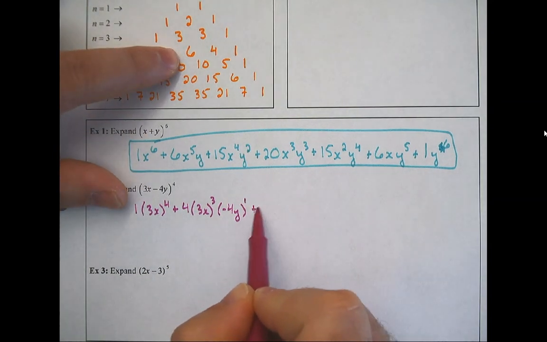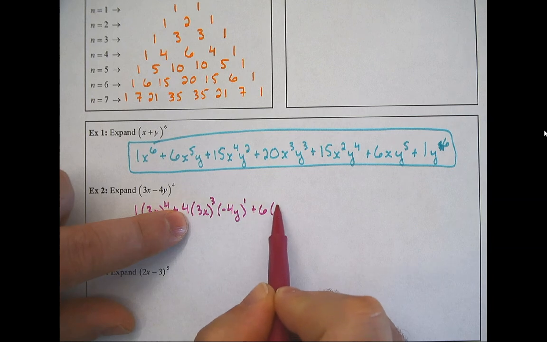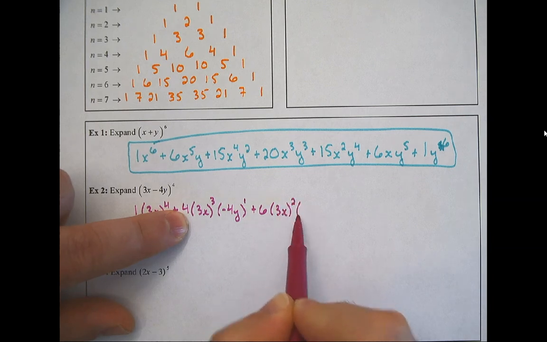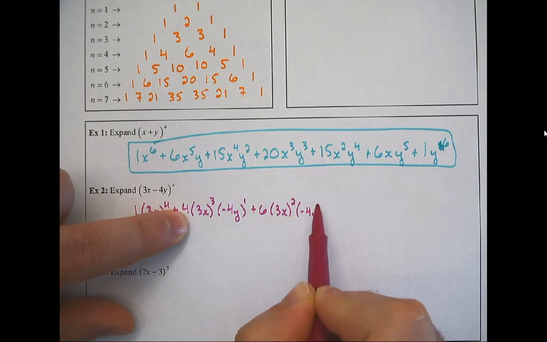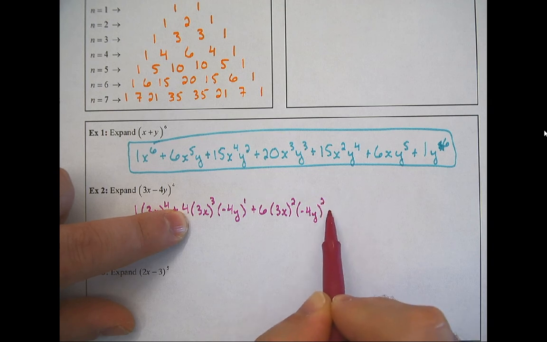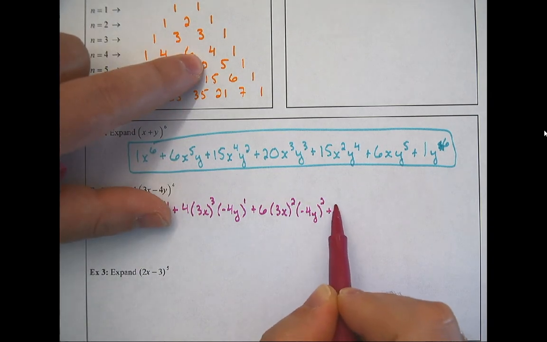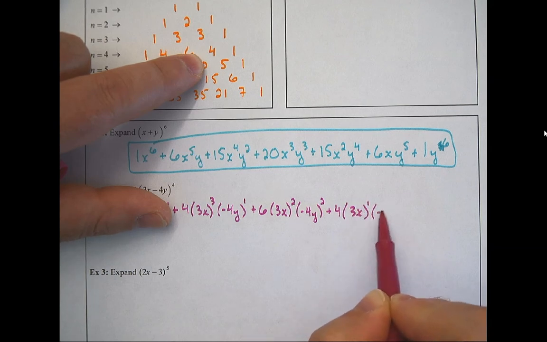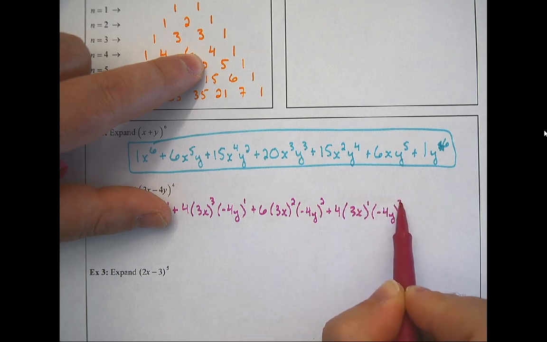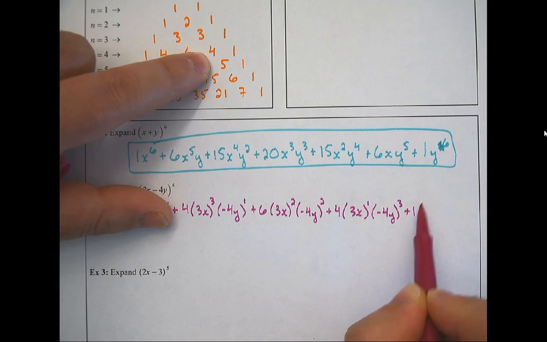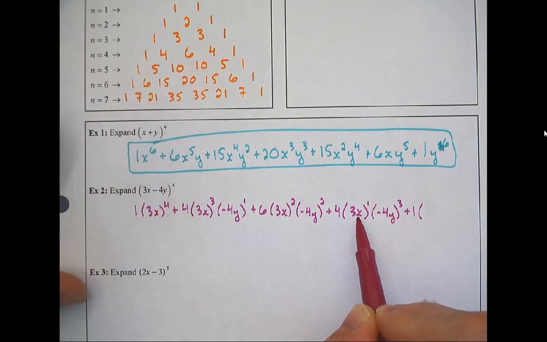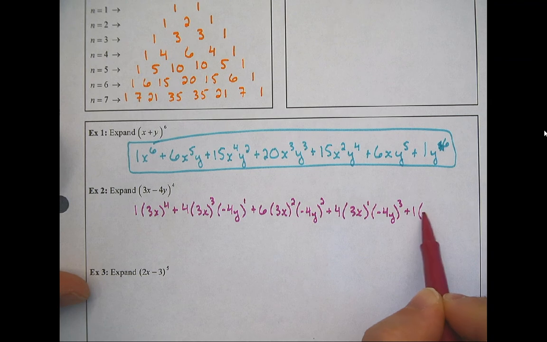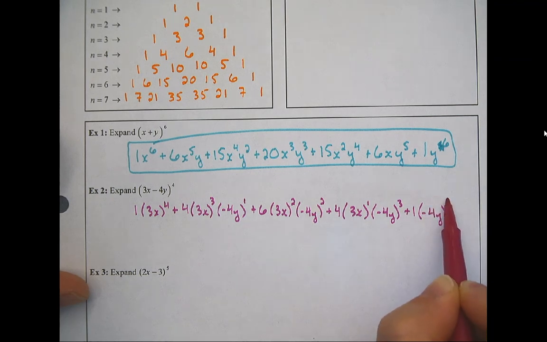Plus my next coefficient is 6. The 3x goes down by 1. The negative 4y goes up by 1. Plus my next coefficient is 4. The 3x goes down by 1. The negative 4y goes up by 1. Plus 1. The 3x goes down by 1, so there are none of them. And the negative 4y goes up by 1, so there's all 4 of them.